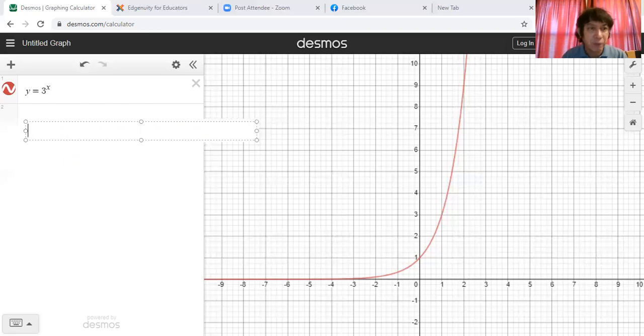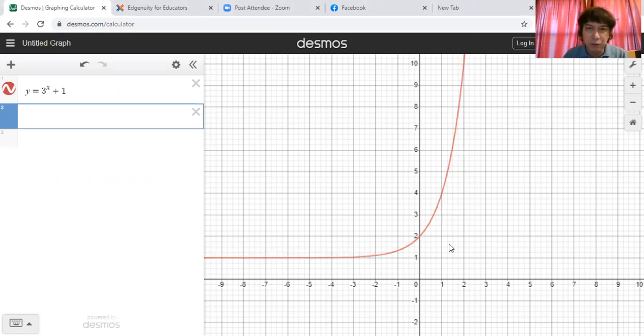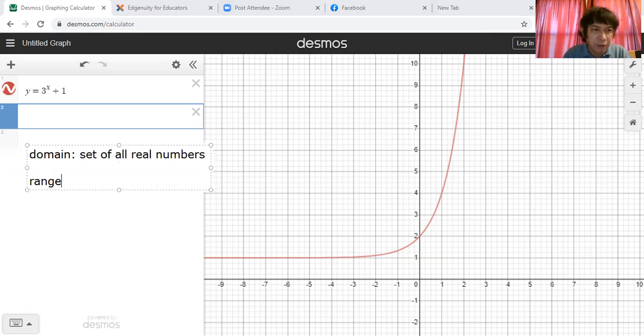All right, let's try another example of exponential growth. Say, for example, we use the same example here, only we will add some translation. Say we add 1 there. If you have something like this, the domain will still be the set of all real numbers from negative infinity to positive infinity, but the range will slightly change. So our domain here is the set of all real numbers.